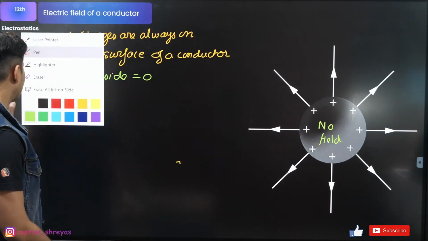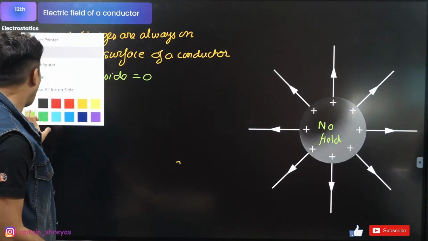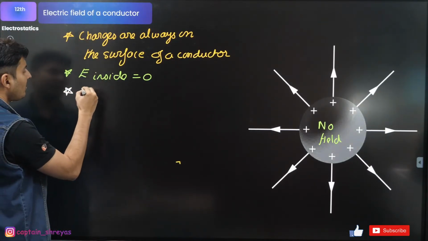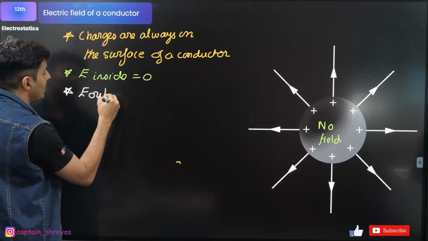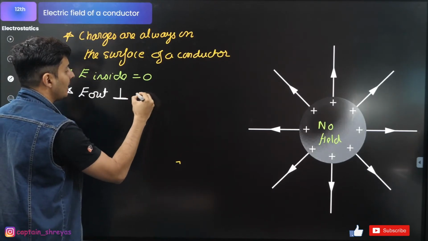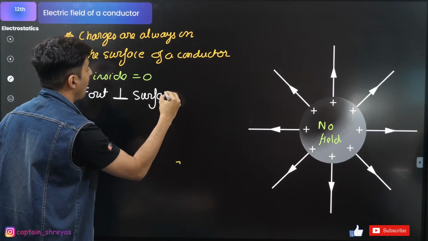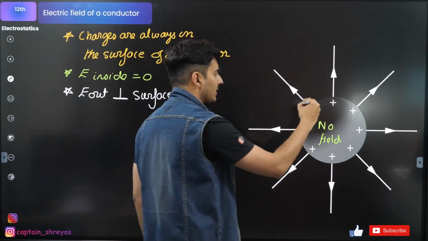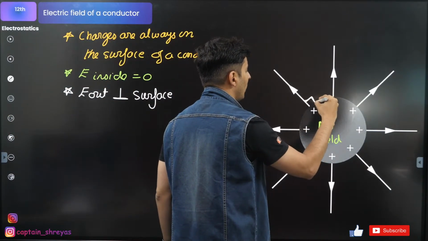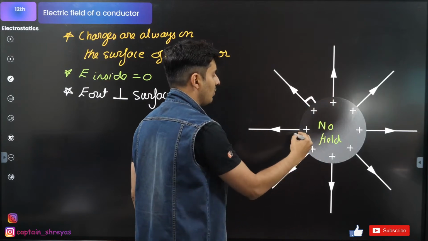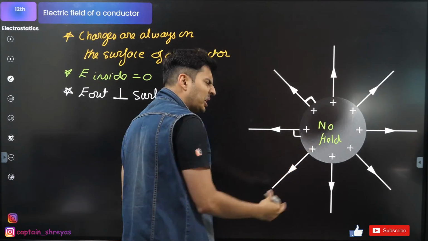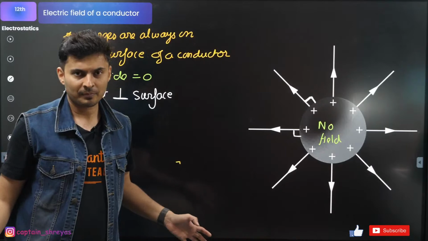Now, what happens outside? Outside, you will see the electric field is always going to be perpendicular to the surface. That is one important characteristic of a conductor's electric field lines. It's always going to be perpendicular. Very, very important, no matter which part you take, be it a sphere, be it any random shape.